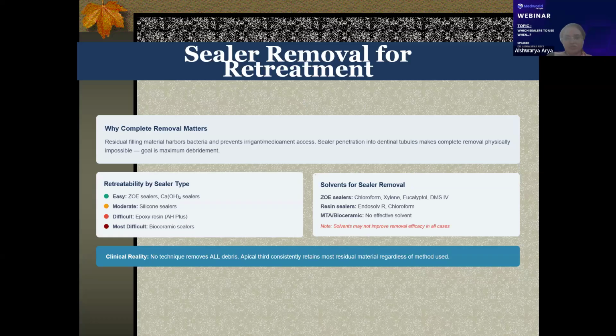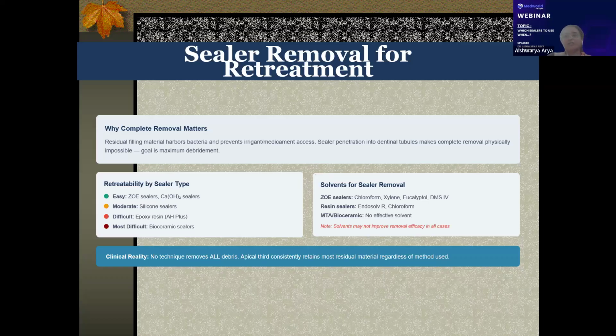Now, how do we remove the sealers in cases of retreatment? First and foremost is in which cases we might need to remove the sealers. Like I told you, you could have a different outlook on a case where you feel that you might be going ahead with a retreatment, or a case where you're about to start a retreatment. It's very important to understand how you're going to remove the sealer.